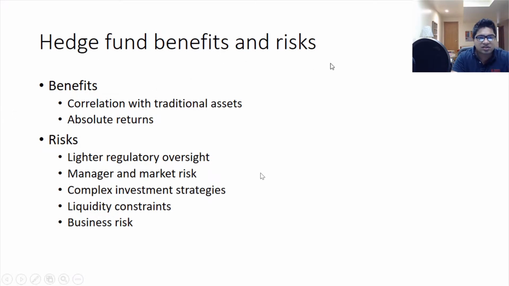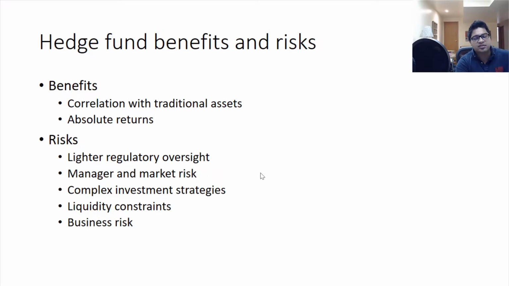Benefits and risks of investing in hedge funds. Benefit: the correlation with traditional assets is very low. So hedge funds have very low correlations with traditional assets. The other biggest benefit that hedge funds have is absolute returns. Mutual funds will always have some kind of relative return. A mutual fund will always be judged against some benchmark, so that is their objective. Hedge funds generally have an absolute return objective.